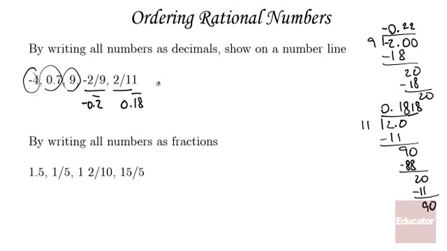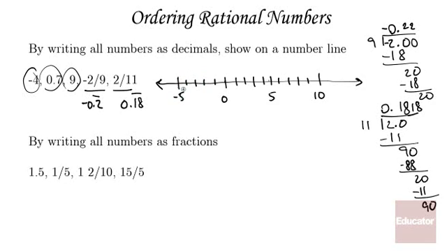Now let's create our number line. I want to have 0, 1, 2, 3, 4, 5, 6, 7, 8, 9, 10. And down here I want to have negative 1, negative 2, negative 3, negative 4, negative 5.